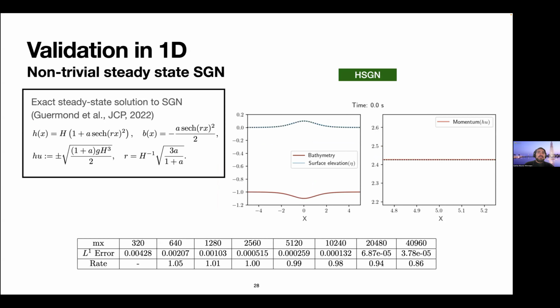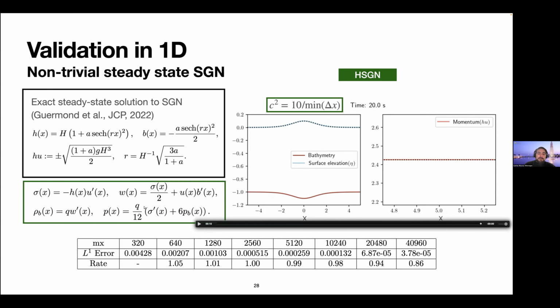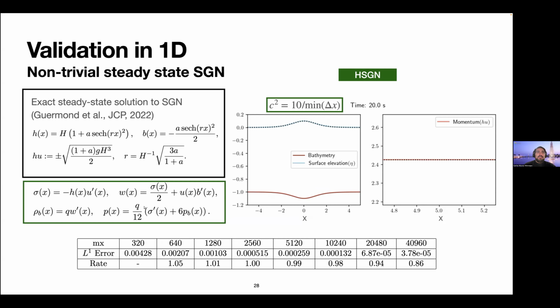We also validated HSN. Here we can do something a bit more interesting. We compare with an exact steady-state solution to SGN. Of course, since the steady-state solution corresponds to the original system, we have to take a very large relaxation parameter. And since I mentioned that we also have additional variables with these hyperbolic systems, we need to initialize those properly. We use something that we refer to as well-prepared initial data, which means that we define those additional variables here in the green box as the value they will take in the relaxed limit, when C squared is already infinity.